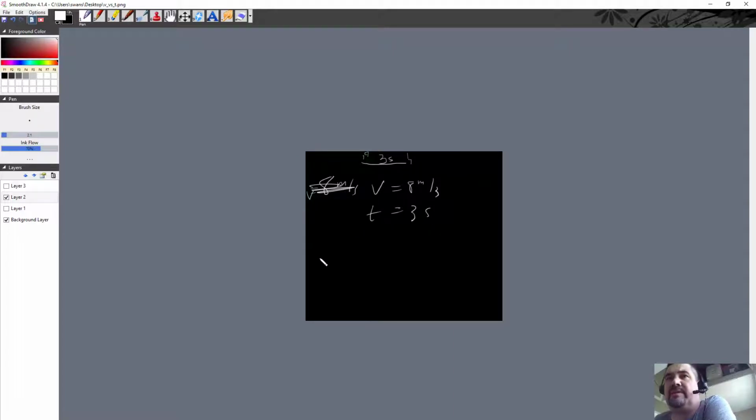And there's no acceleration, so we can use this equation when there's no acceleration. Velocity equals delta x divided by t. And so if you solve for x, delta x is equal to v times t. And so pretty much you just take 8 times 3 and you get 24 meters. Because it's going 8 meters every second, and it does it for 3 seconds, so then 24 meters. That's how far it went.